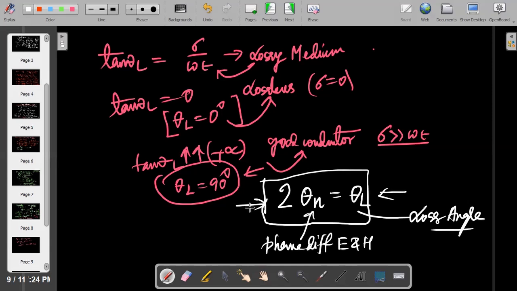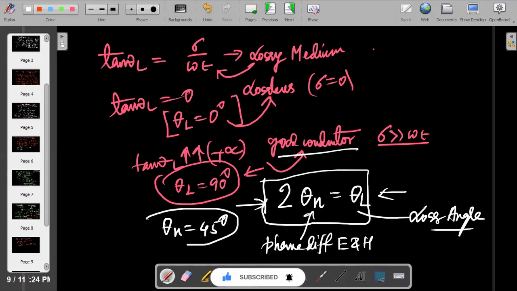Now, I think all things are over. Alpha, beta. Okay, one small thing is there. You see, for a good conductor, if theta L is 90 degree, your theta n will be 45 degree, correct? In this equation, if theta L is 90 degree, your theta n will be 45 degree. This thing you remember. This is for a good conductor.